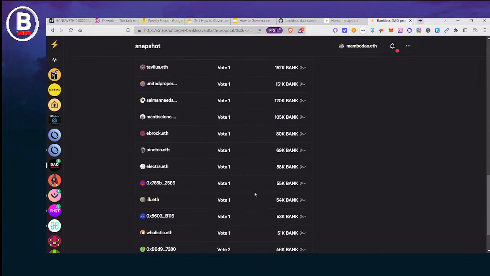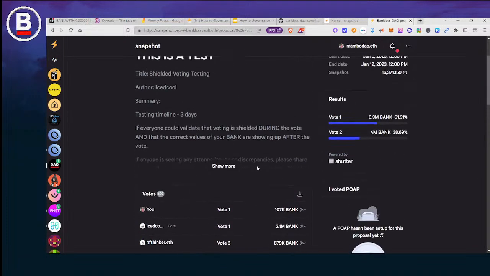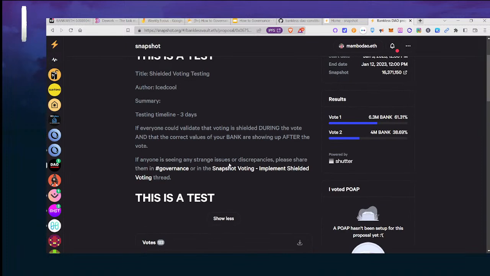And ultimately, 55,000 bank, 53,000 bank. We have people voting, Web3 Chef, whoever they are, they're voting with 11,000 bank. Since this poll is a test, you either vote for number one or you vote for number two, and then it totals up the amount of bank in all those votes and presents you with who won the vote.